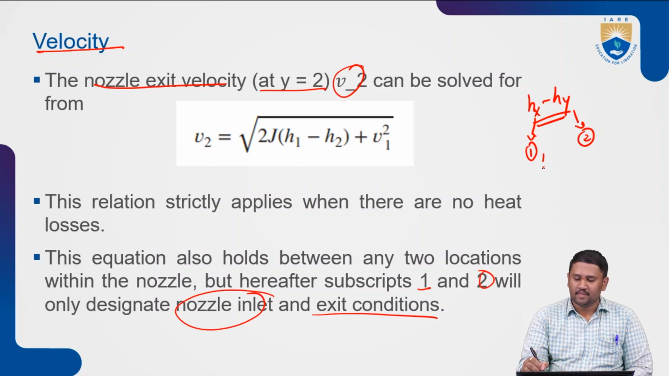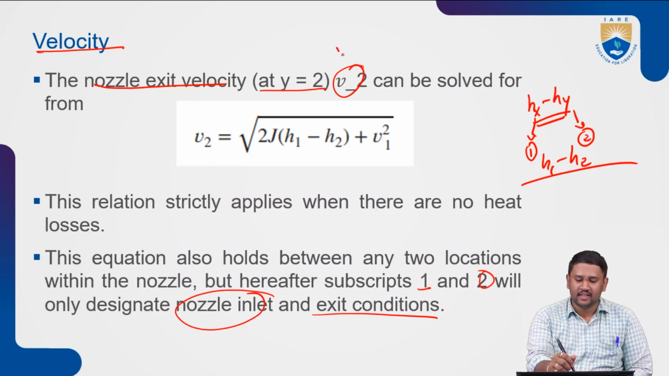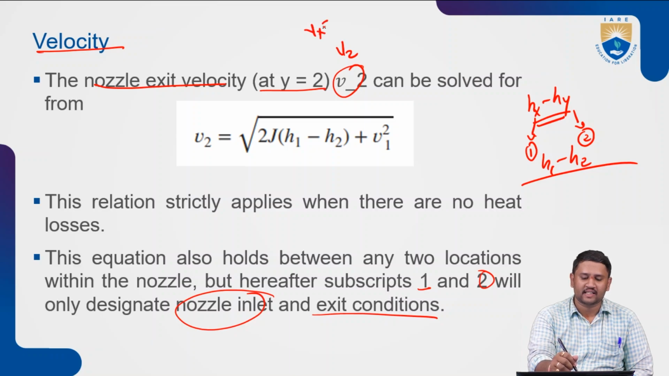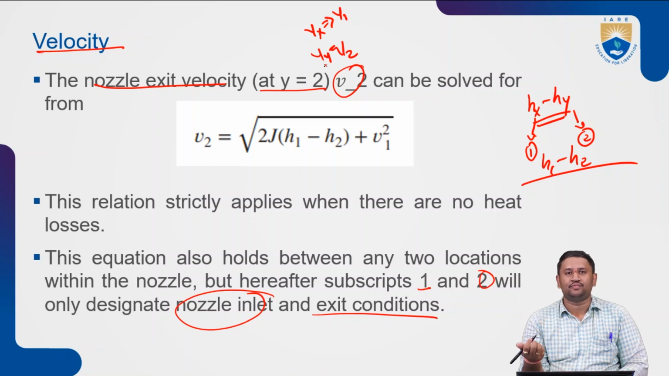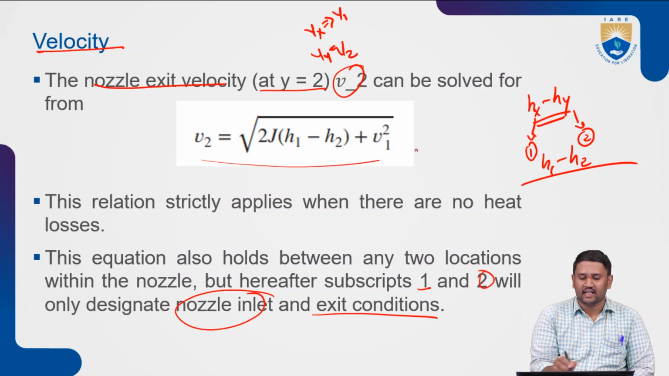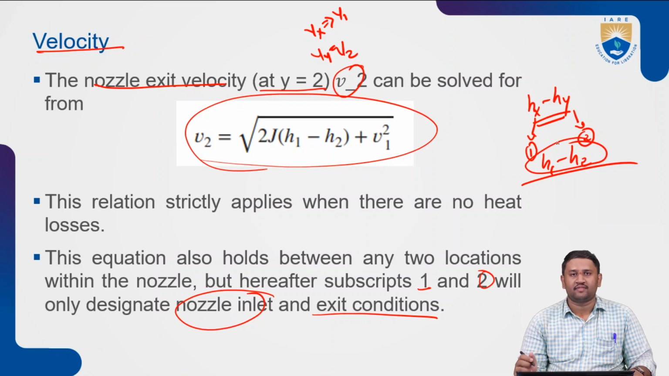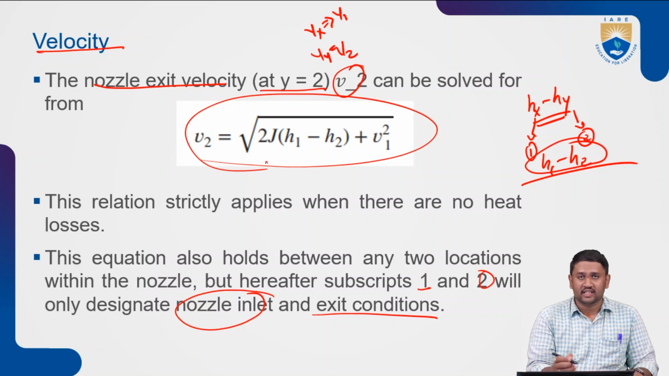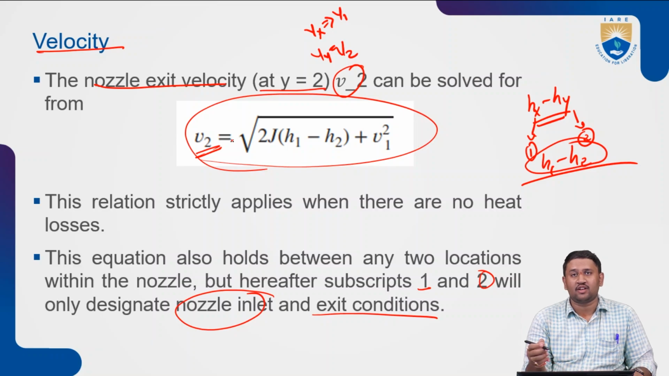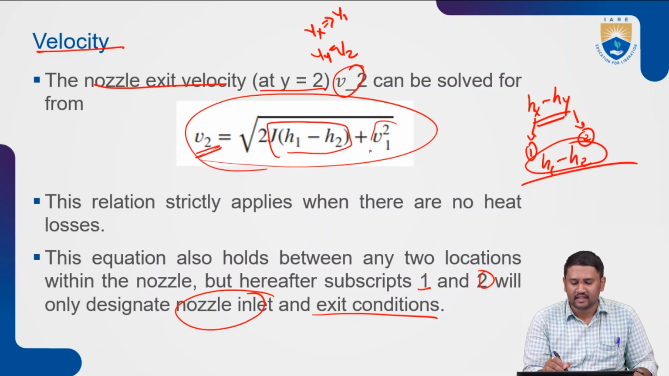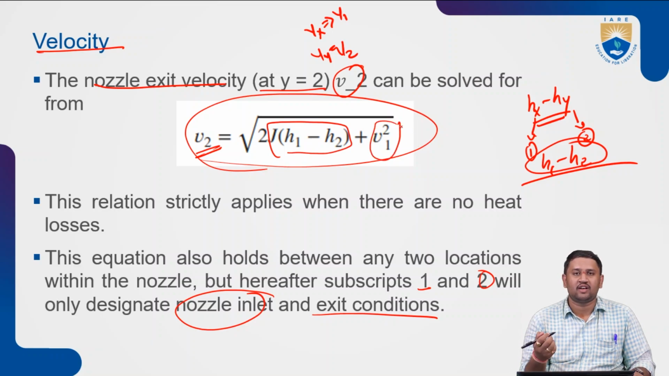Now, what happens in this? H1 minus H2, or in our case V2. Velocity x can be rewritten as velocity at 1, and velocity y can be rewritten as velocity at 2. The relation that has been formulated here can be rewritten in terms of the enthalpy difference. What it suggests is that the nozzle exit velocity can be written in terms of the enthalpy difference and the kinetic energy at the nozzle inlet.